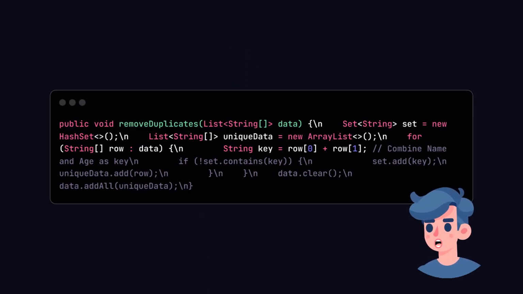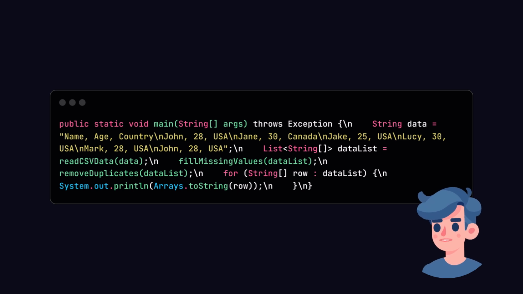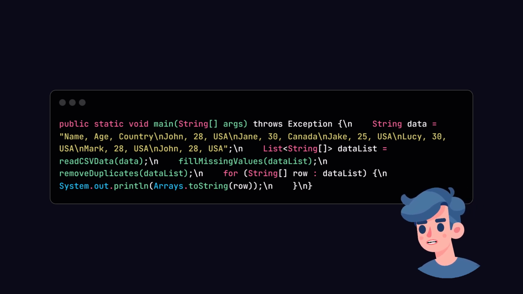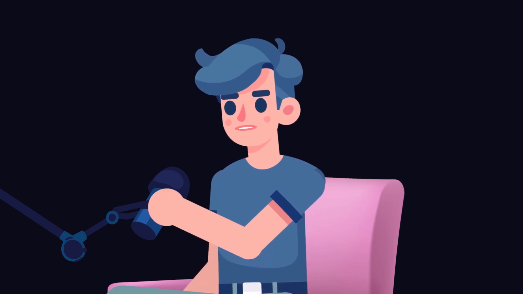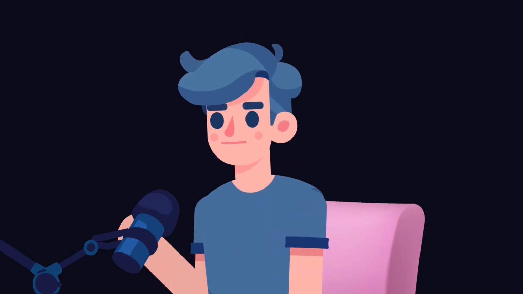In our initial data, there are duplicate records for John. Removing duplicates is crucial to ensure our analysis isn't skewed. In this remove duplicates method, we use a hash set to track entries and filter out duplicates based on a combination of the name and age. Let's integrate this into our main function too. By running this code, we should see the duplicates removed in the output. The records for John should appear only once now.